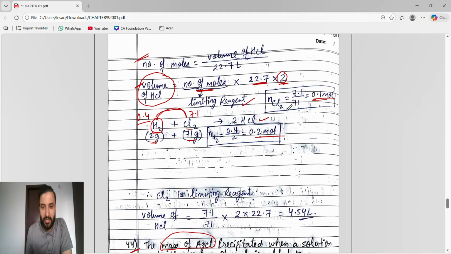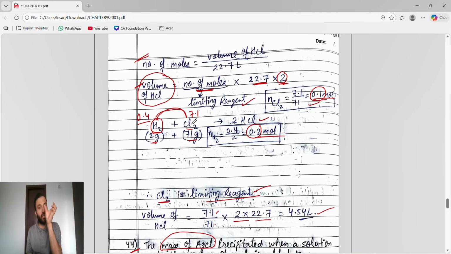So which is the limiting reagent? Limiting reagent means whose number of moles is less. Here the number of moles of Cl2 is 0.1, but the number of moles of H2 is 0.2, so 0.1 is less. So Cl2 is the limiting reagent. So we will use the number of moles of the limiting reagent. The volume of HCl is number of moles of limiting reagent, given mass by molar mass, into 2 into molar volume. We'll get this.